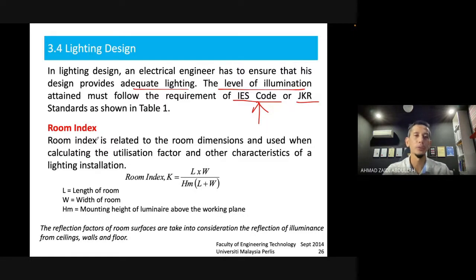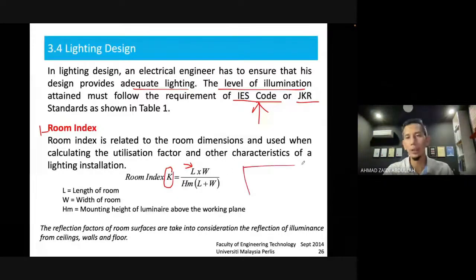So the first step to calculate the lighting using the lumen method is that you need to find the room index first. What is a room index? Room index is related to the room dimensions and is used when calculating the utilization factor and other characteristics of the lighting installation. The room index, normally the unit is K. You need to calculate it based on the size of the room.